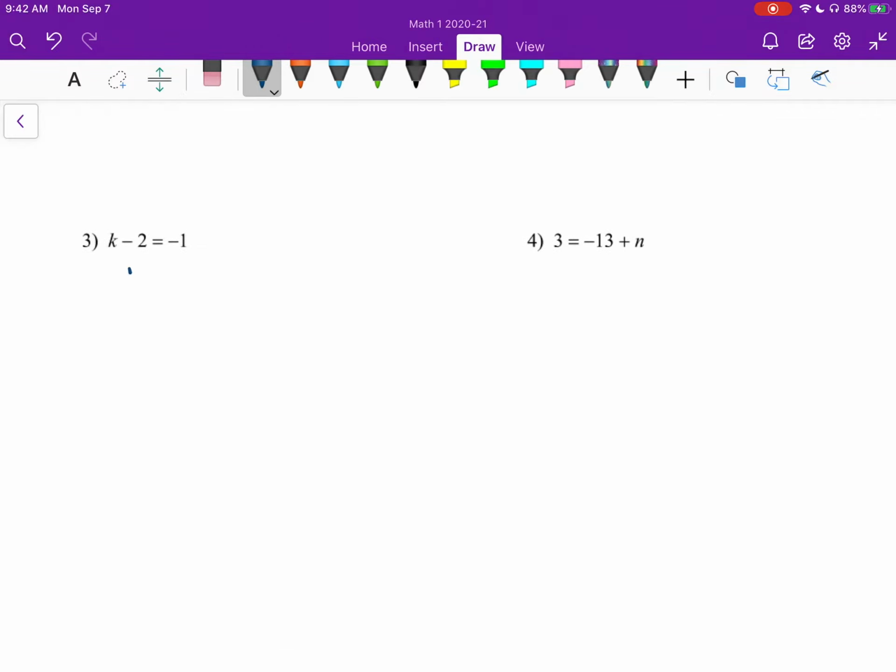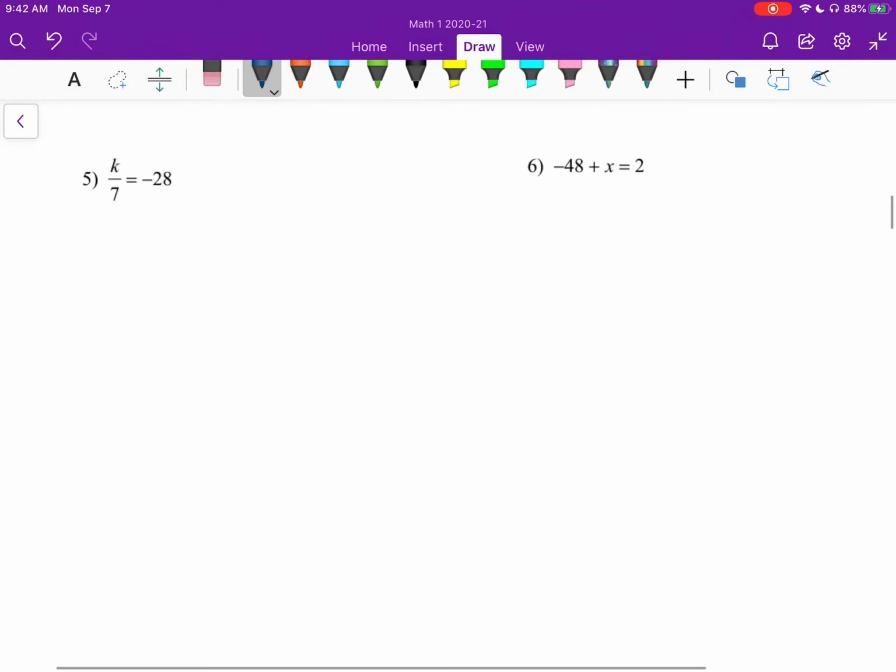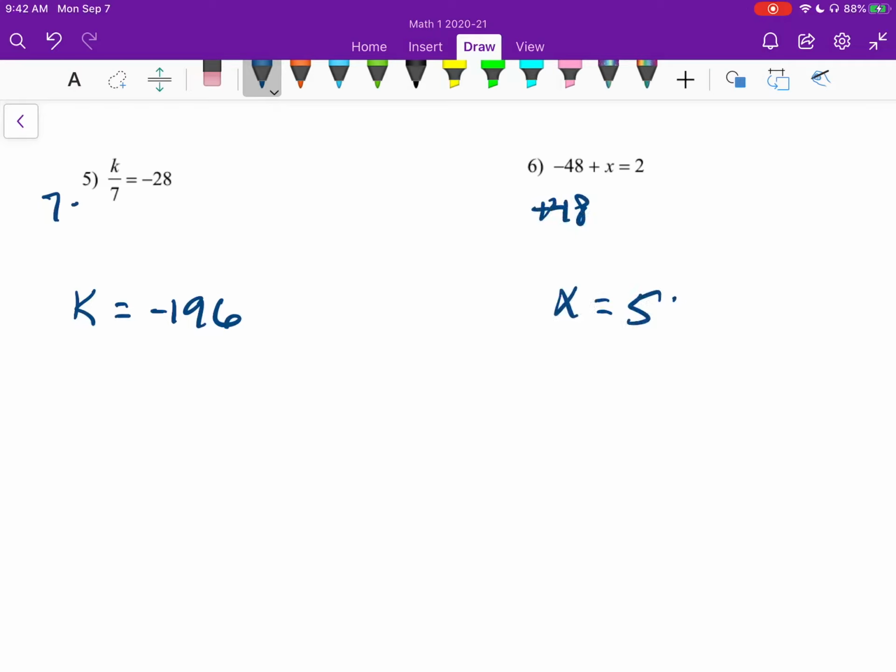Number 3, I add 2 to both sides, so I get k equals 1. Number 4, I add 13 to both sides, and I get n equals 16. Number 5, I multiply by 7 on both sides because I've got a denominator of 7, and I get k equals, what is that? Negative 196. Number 6, I add 48 to both sides, and I get x equals 50.